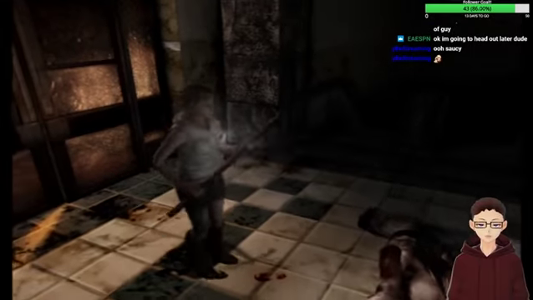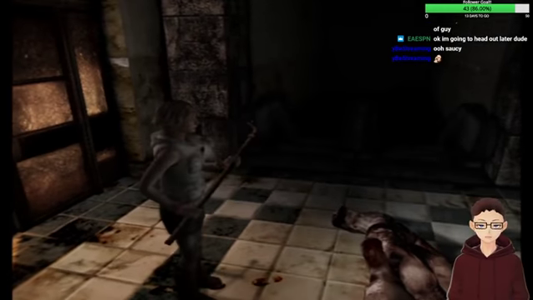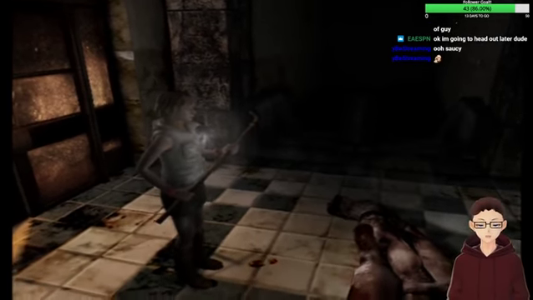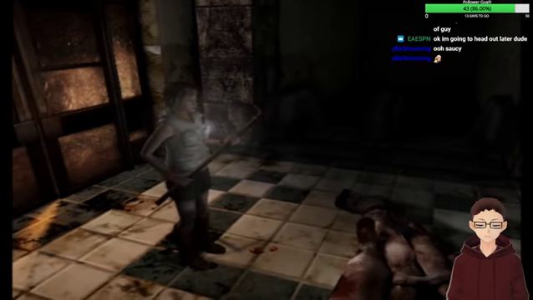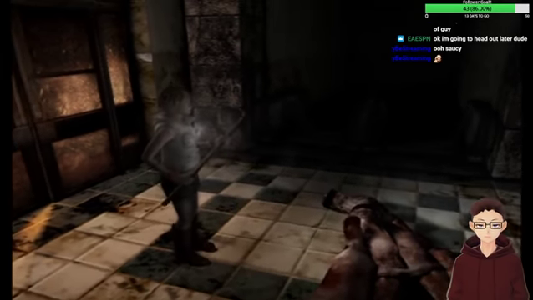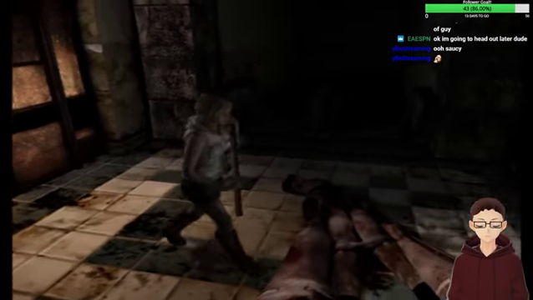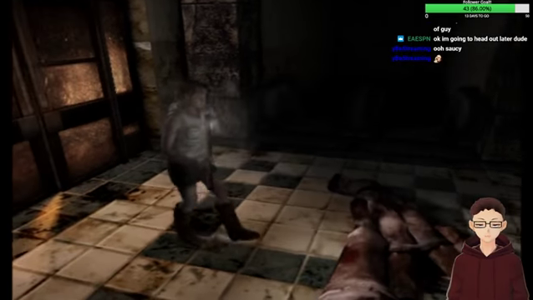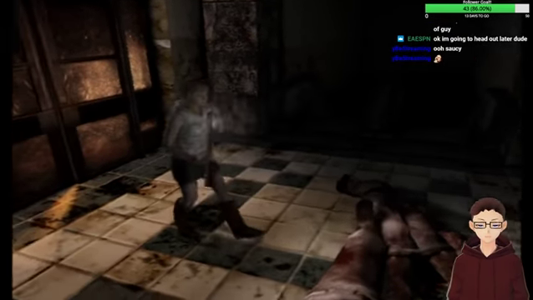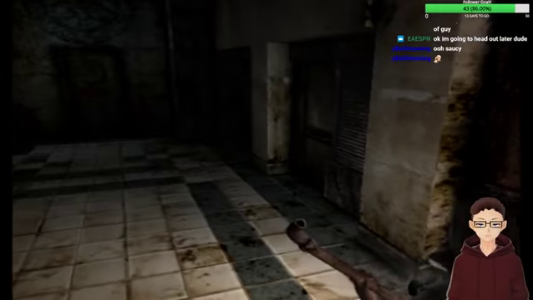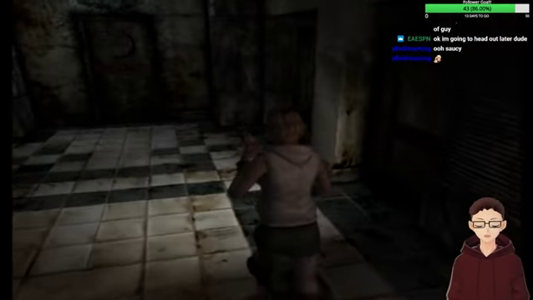This is an example of a monster that you face in this game. Everything is really flesh colored, slimy, and kind of sexy. But there's a reason for it, and you learn about that later on.